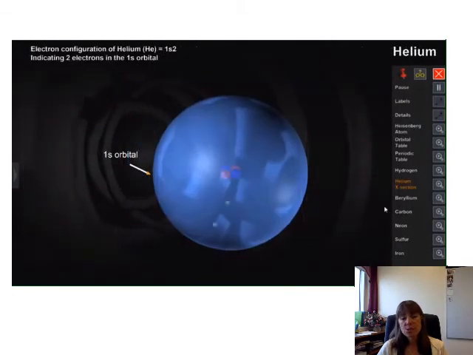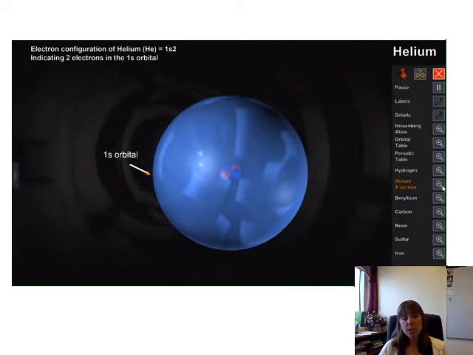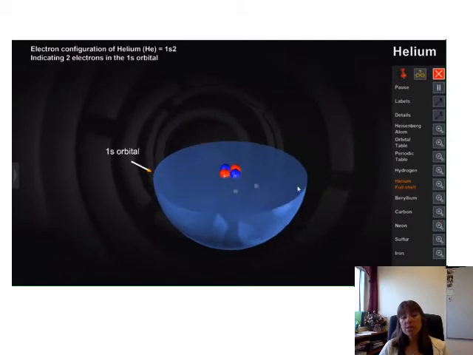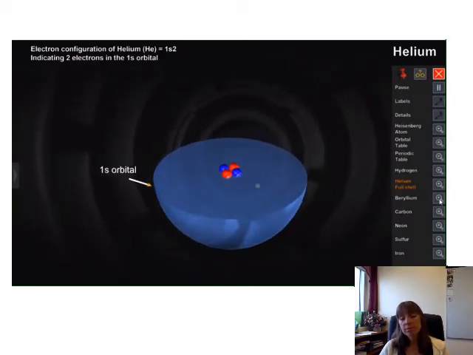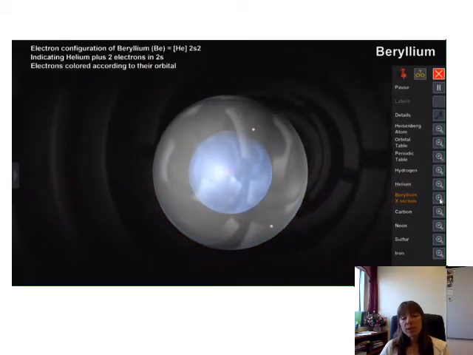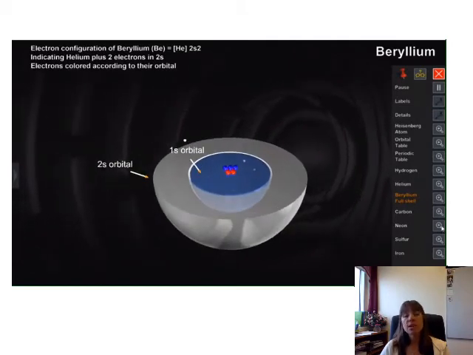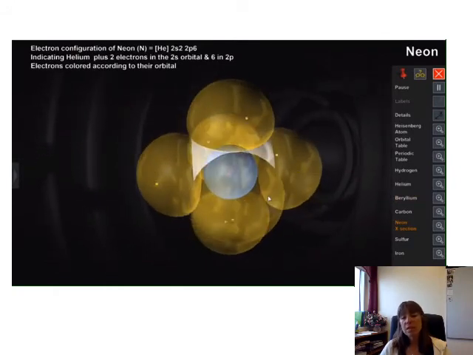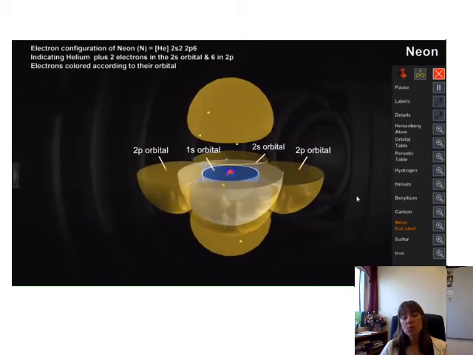Now it looks like they're going to choose an atom. This is helium. Helium has 2 electrons in there, and you can see they're both in the 1s orbital. You can see the nucleus has 2 protons and 2 neutrons. So that's helium. Then they're going to build it a little bit larger to beryllium. Beryllium is 1s2 2s2, so it's got 2 electrons in the 1s and 2 electrons in the 2s. Now they've gone to neon, and neon has filled 2 p orbitals. Those 2 p orbitals are those gold ones.